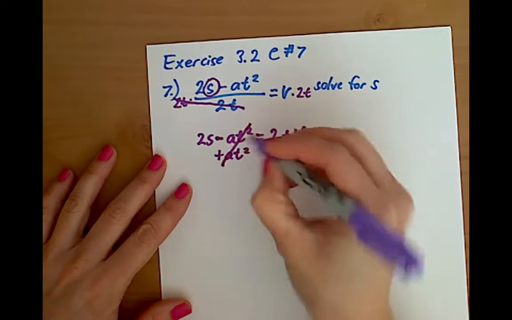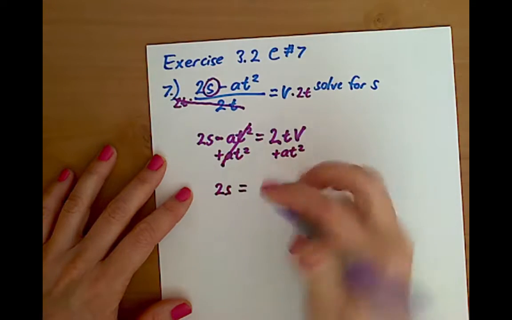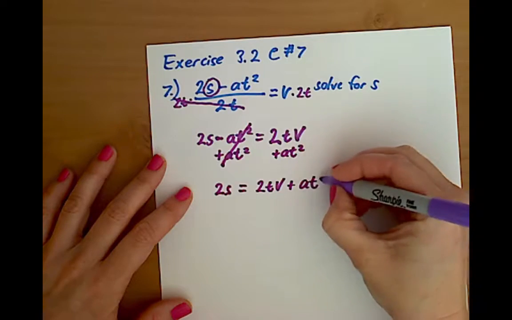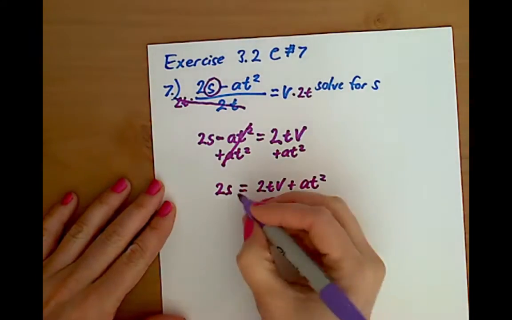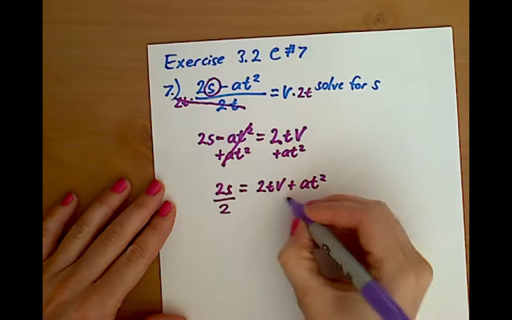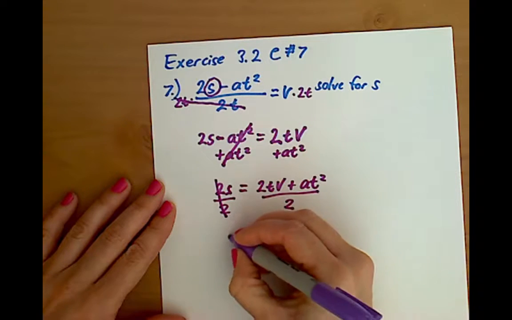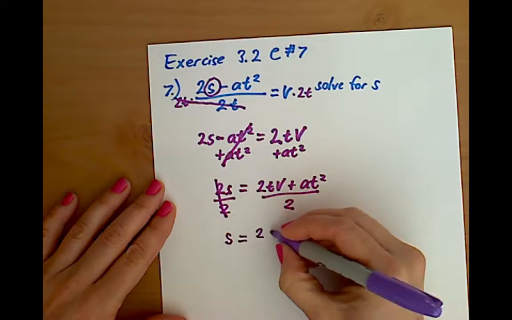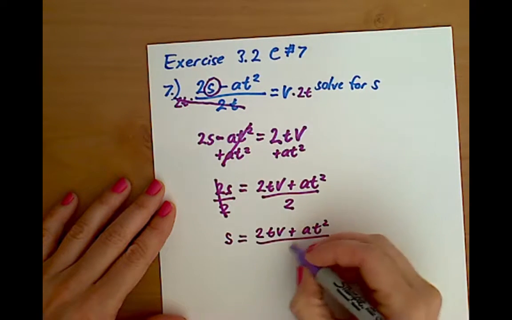These two add to 0. And then we are left with 2s on this side. And then we have 2tv plus at squared. These are not like terms, you can't combine them, so just write it like that and you're good. And then we're going to get rid of the 2 by dividing by 2 on both sides. And those divide to 1, so we're left with 1s over here, which we just write as s. And on this side we have 2tv plus at squared all over 2.